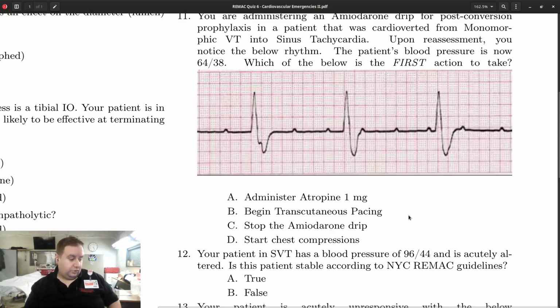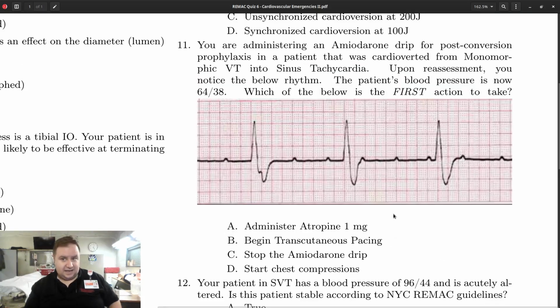Now, should you also do TCP? Yes, but doing TCP is, think of it this way. With the amio, it's like you have your foot on the brake, right? You don't push the accelerator until you take your foot off the brake. You don't want to have your foot on the brake and the accelerator at the same time. So first thing you do is stop blocking the heart, stop slowing the heart rate down, and then the second thing you do is try to speed it back up. So stop the amio drip is the credited answer.